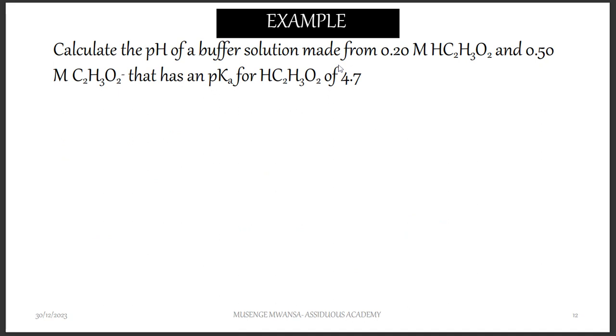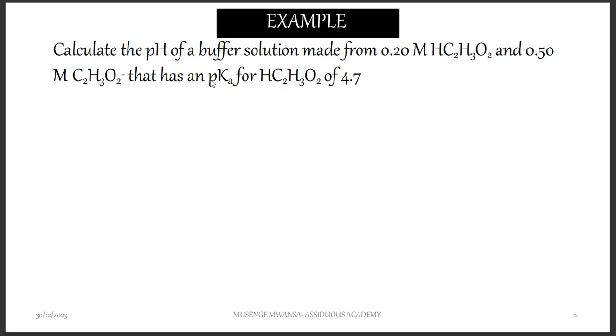So for example, you can see this question: calculate the pH of a buffer solution made from 0.2 molar of this acid. How do I tell that it's an acid? Because there's a hydrogen. And 0.50 molar of this one, you can see it is negatively charged. It means that you have lost a hydrogen. So if you have got a substance that is negatively charged, that is a conjugate base. The acid has got a hydrogen.